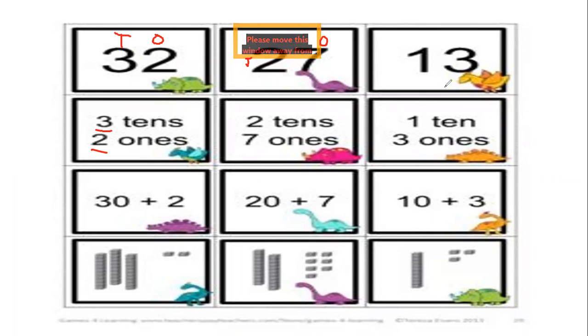Then we have the number 13. That is 1 in the tens place and 3 in the ones place. So 1 ten and 3 ones. That becomes 10 plus 3. The model is one group of 10 and 3 ones. So that becomes 13. This is how you can write it by the place value, by the ones, or with the models. This is how we do the place value of tens and ones.